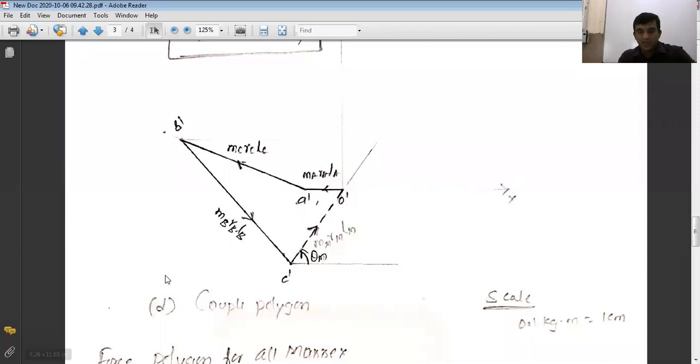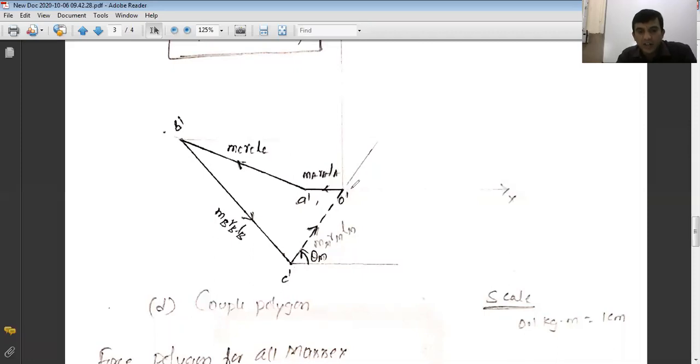Okay, now which one will we draw first? The plane A. For plane A, we know the magnitude, right? How much is it? 0.1422. Now convert it to scale. How much is it? 0.1422 divided by 0.1. You'll get 1.422 centimeter, or round off to 1.4 centimeter, right? Yes, are you following or not? Following, sir.